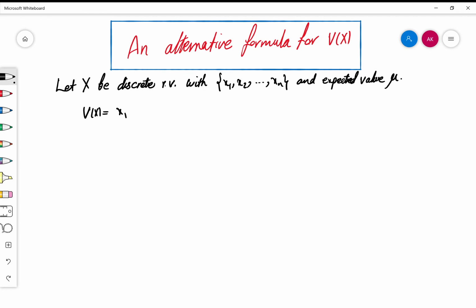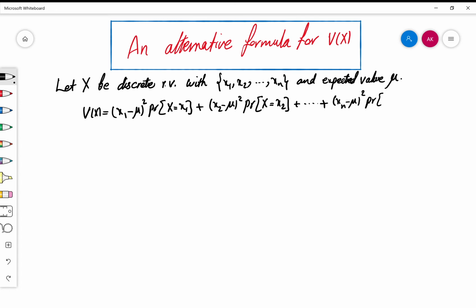You take the first value minus mu squared, and then multiply it by the probability of X being equal to x1, plus x2 minus mu squared multiplied by the probability of X being equal to x2, and then this continues up to xn minus mu squared times the probability of X being equal to xn.